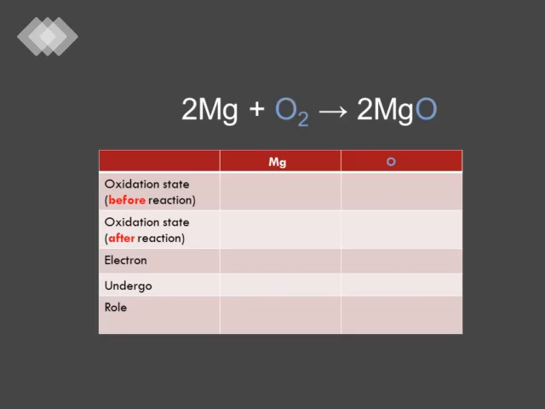For example, in this reaction, we know that the initial oxidation state for magnesium and oxygen gas is 0. Remember that the oxidation state for magnesium, which belongs to group 2A in the periodic table, is always +2, and the oxidation state for oxygen is always -2. Therefore, we know that magnesium transfers 2 electrons to oxygen.